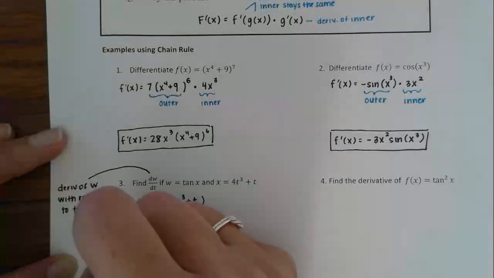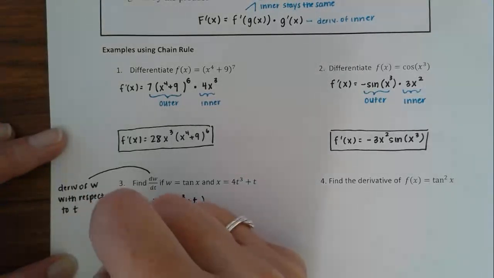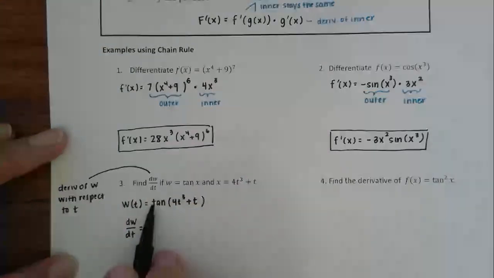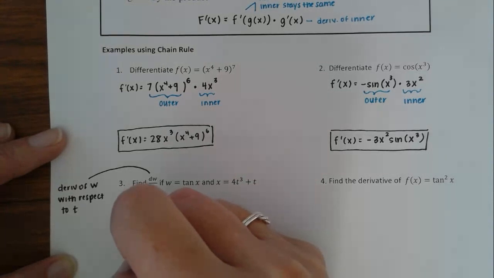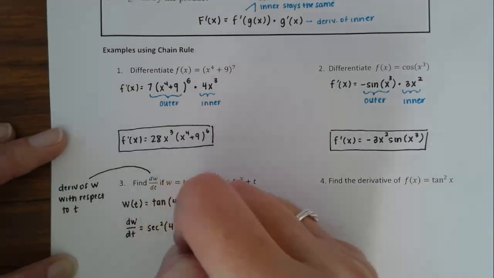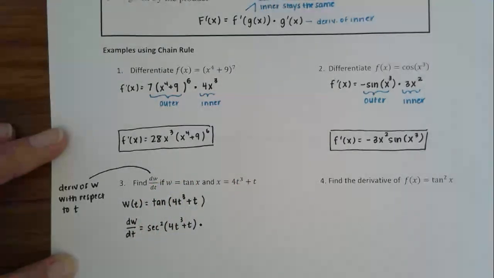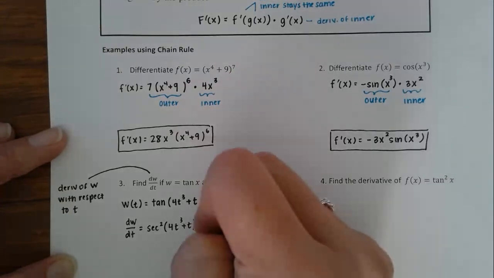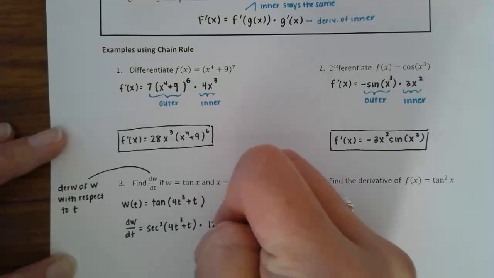So dw dt is going to be equal to, and again, I'm just looking at the derivative of the outside stuff, so the only outer function here is tangent. I know its derivative is secant squared. The stuff on the inside is going to stay exactly the same. And then I'm going to multiply by the derivative of this inside piece. So the derivative of this inside piece would be 12t squared plus 1.